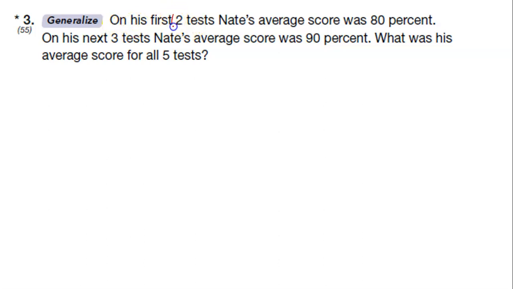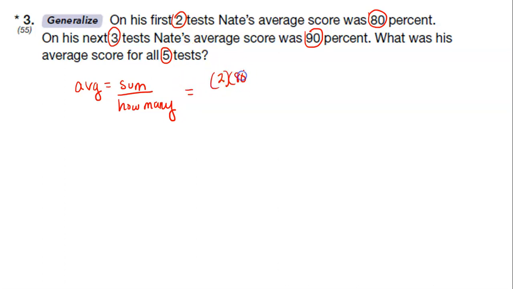On his first two tests, he had an average score of 80. On his next three tests, his average score was 90. What was his average for all five? So we know that average is equal to the sum over how many? So what we have here is 2 times 80 plus 3 times 90, all over 5. And that will give you your answer.